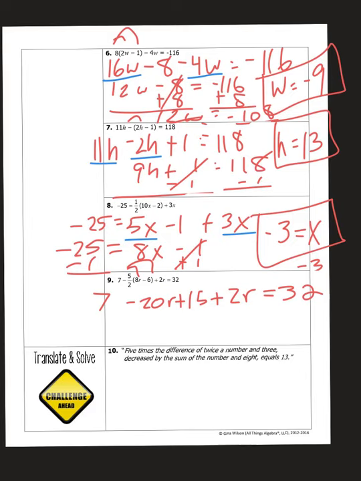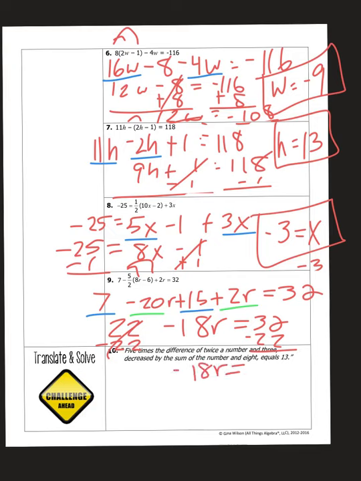All right. So combine like terms, 7 and 15, and -20r and 2r. 7 and 15 are 22. Minus 18r, -20 plus 2, equals 32. Subtract 22 from both sides. Always get rid of the constant term first. Okay, so get rid of that number that's just floating around with the variable. -18r equals 10.